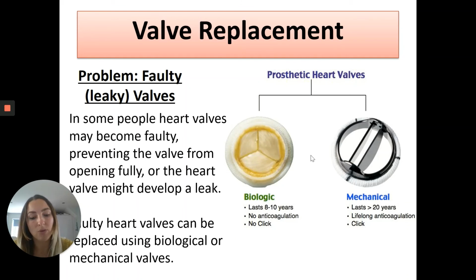There's also no damage to the red blood cells as they pass through, but they are prone to hardening up, which is why they need replacing quicker than the mechanical ones. So you just need to think about the advantages and disadvantages of each of them to come up with the conclusion of which one would be better.